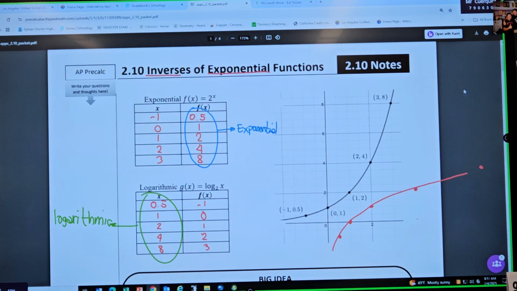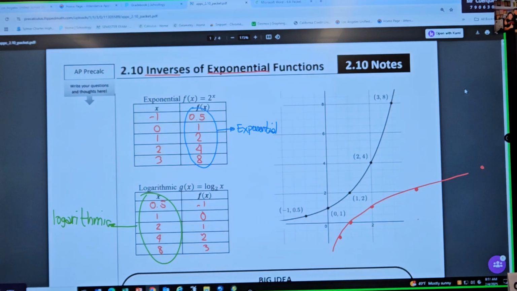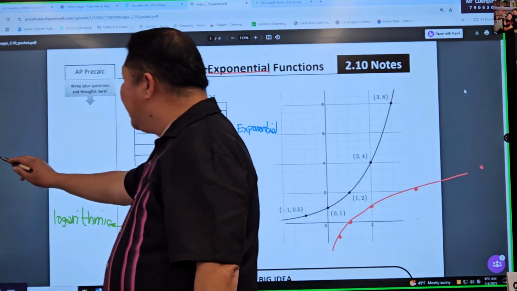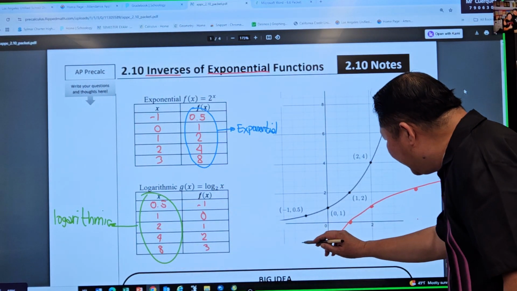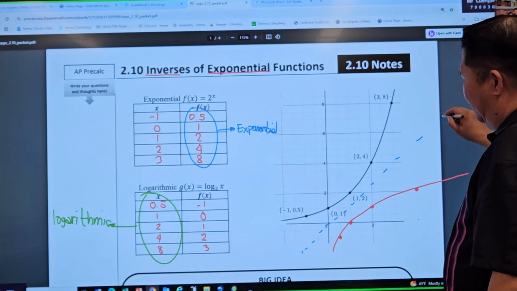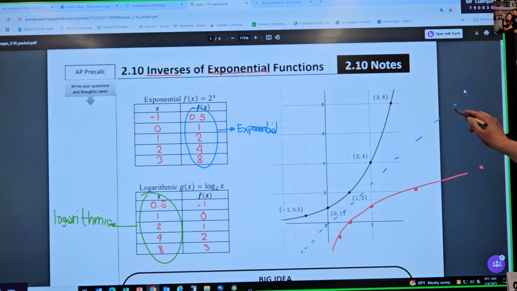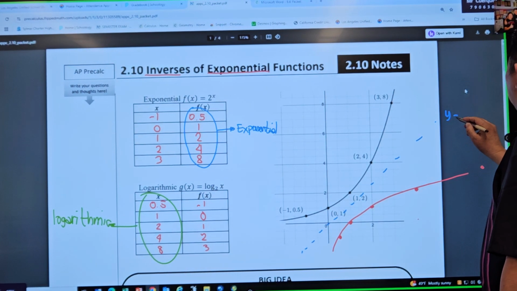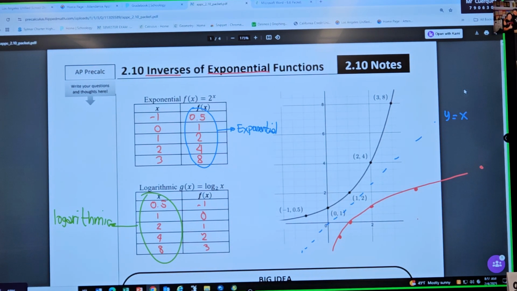Okay, so which means this is being reflected right here on the other side, and we have a line of symmetry. What is our line of symmetry? Y equals x, right? Y equals x. Remember last time? We're gonna have the line of symmetry right here. That's our line of symmetry, wherein we have y equals x. Any question, guys?